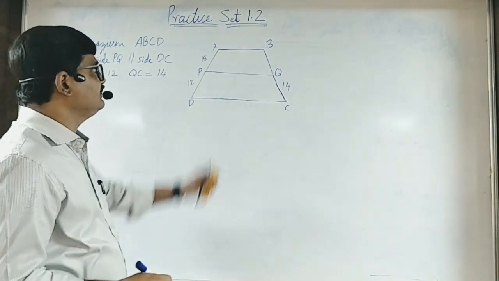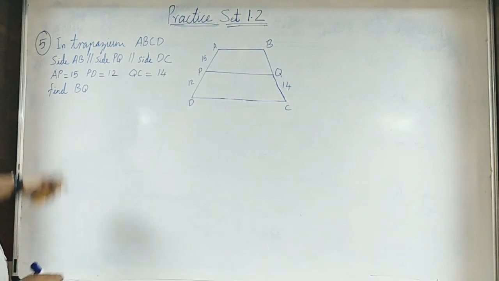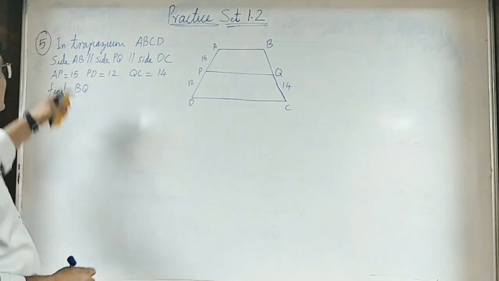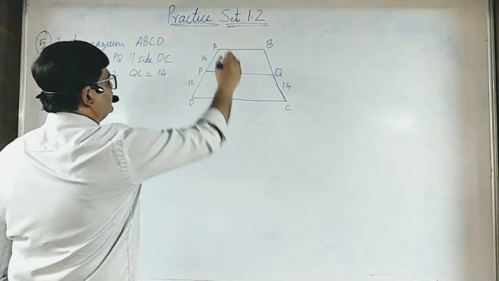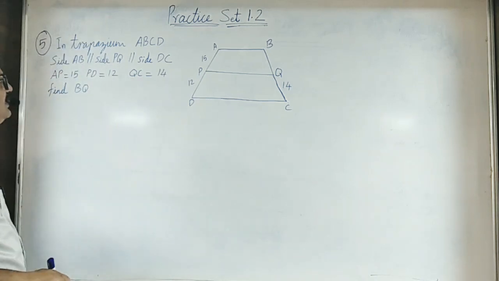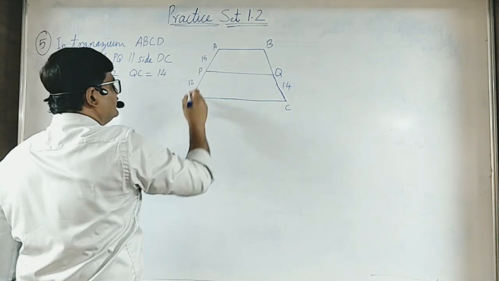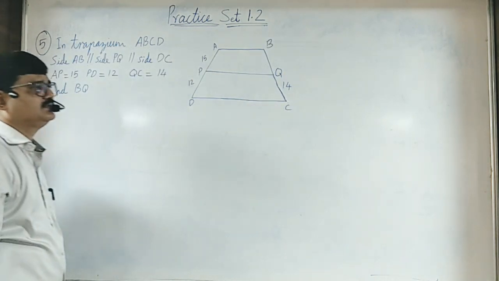Now if you see practice set 1.2, question number 5. What is given in the question? You have a trapezium ABCD. You have side AB parallel to side PQ parallel to side DC. These three lines are parallel. Can you see that? AD is acting as a transversal, and BC is also acting as a transversal.